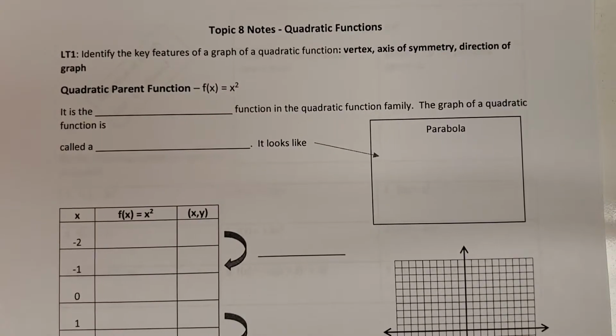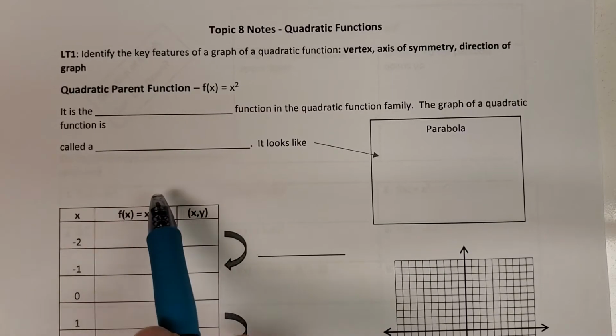Today we're starting our notes on Chapter 8, Topic 8, and our learning target for today is to identify some key features of a quadratic function. Some of those key features are vertex, axis of symmetry, and the direction of the graph, that means whether it opens up or down. We're also going to talk about domain and range and a few other things. So we are going to get started.